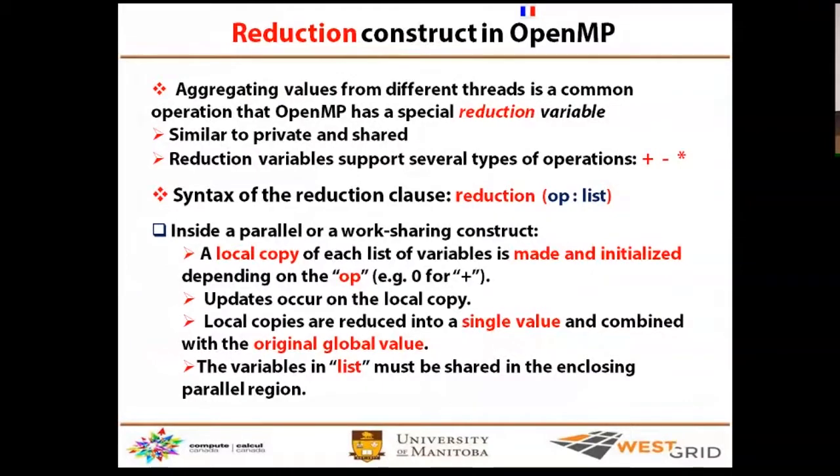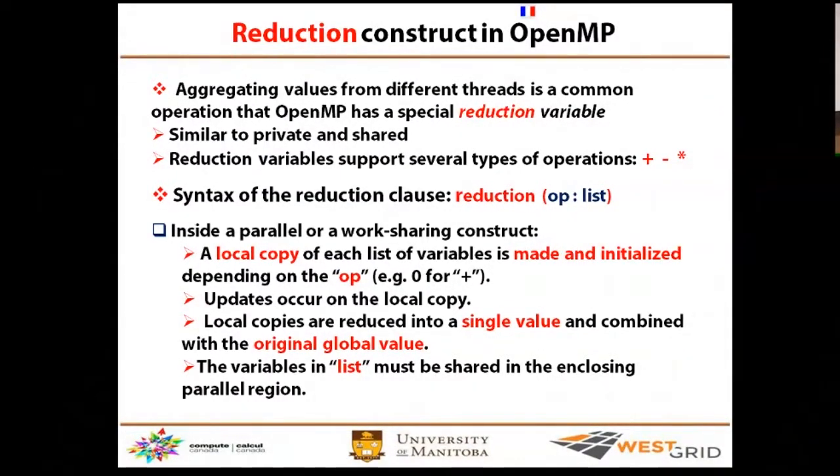How does it work? In a parallel region or work sharing construct, if you add this construct reduction with an operation and a list of variables, the operation can be, for example, the sum, minus, or multiplication, depending. Whenever you add this construct, a local copy of each variable from the list will be created. So each thread will have its own copy. Then it will be initialized according to the operation.